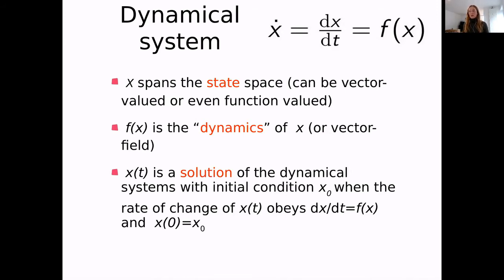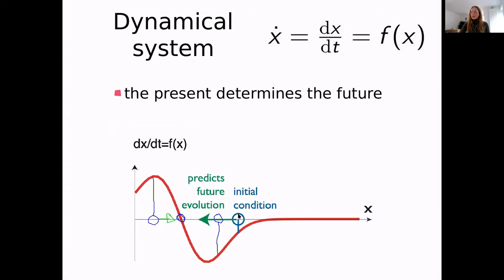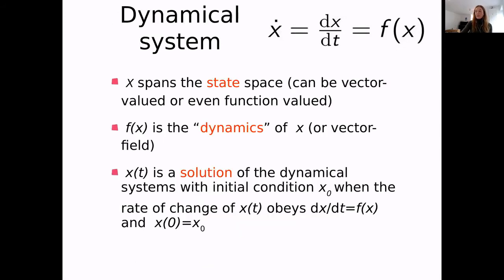And then we have again our rule, which is the dynamics of x. And if we have vector valued x, it's also called a vector field. And then we have the solution. The solution is always a solution with the initial condition in mind. So you need to know where to start to get the correct trajectory in your state space. Okay, and this solution then obeys this differential equation. Good.